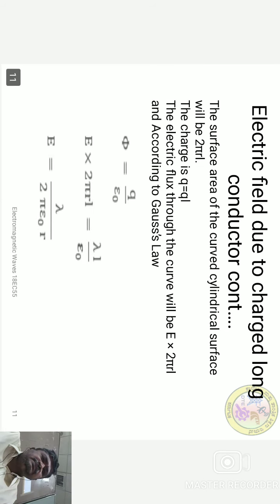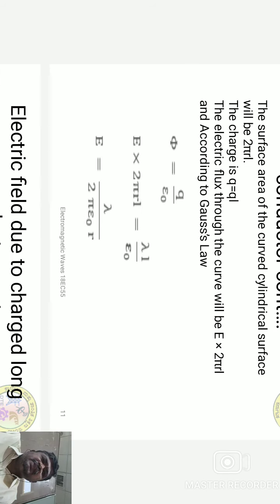Moving on to the right hand side, what is the charge Q? Lambda is the linear charge density, in coulombs per meter. So the total charge is equal to lambda into the length, lambda into L. So Q is equal to lambda into L. Now apply Gauss theorem. What is the Gauss theorem? The closed integral of E ds is equal to Q upon epsilon naught. The closed integral of E ds is E into 2 pi rL. And the value of Q is lambda into L divided by epsilon naught.